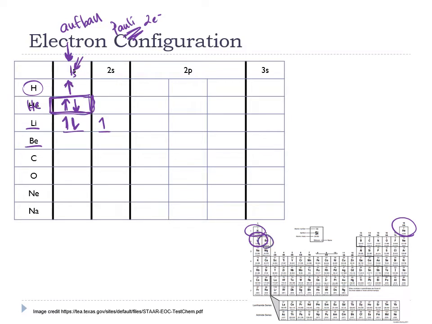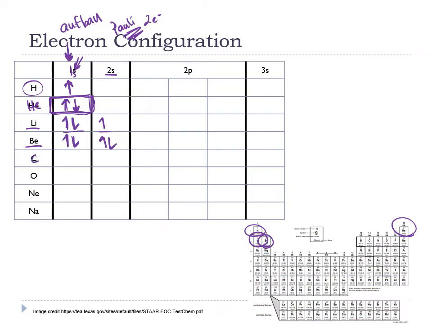Beryllium. Beryllium's here. 4 electrons. We're going to fill up that 1s with an up and a down. Those arrows are showing the electrons spinning in opposite directions. And then in the 2s, we're going to also have 2 electrons also spinning opposite. I see those 1, 2, 3, 4 electrons of beryllium.